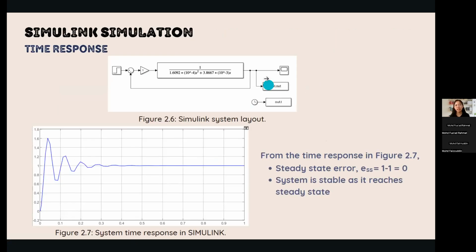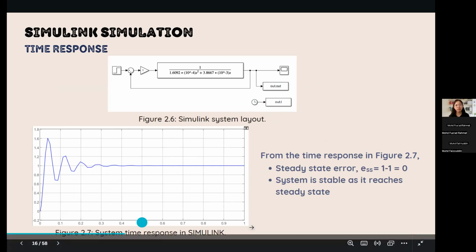Yeah, that is for the to workspace block. And the clock on the left? It represents the time for the x-axis. Okay, all right.